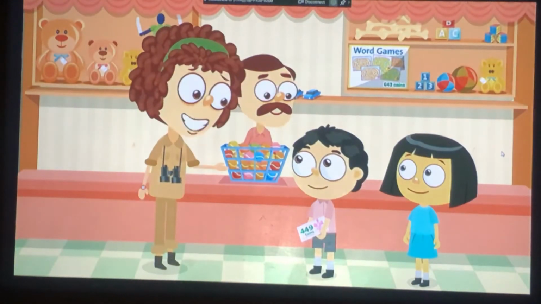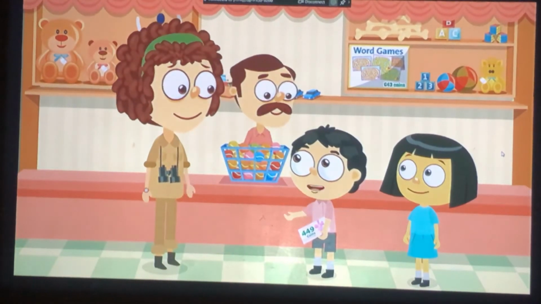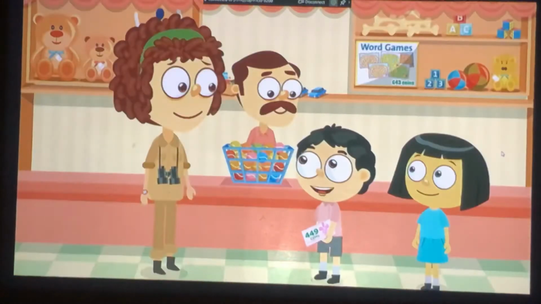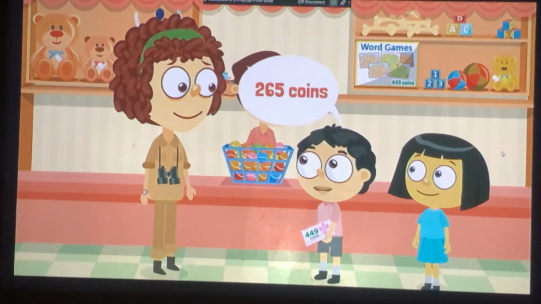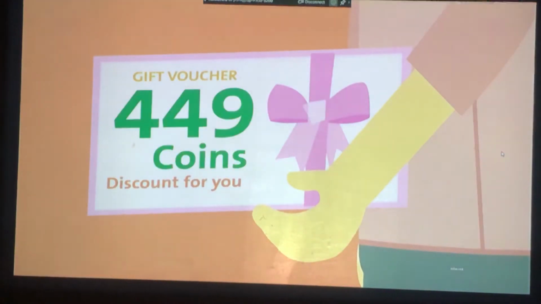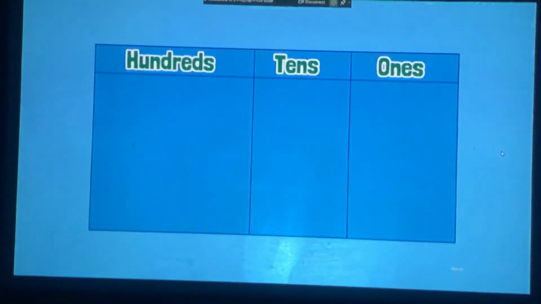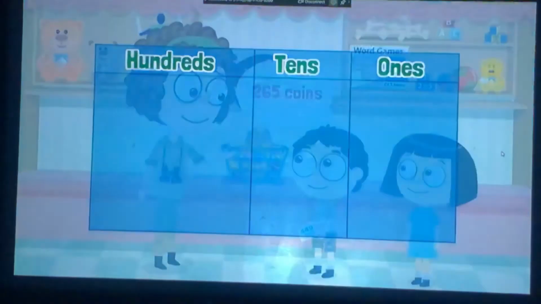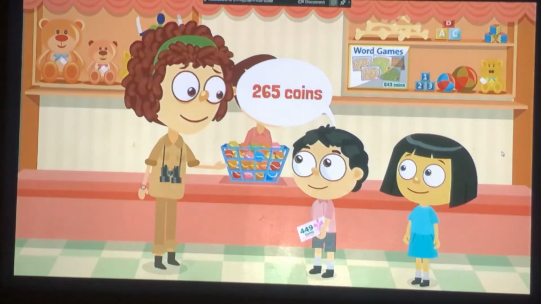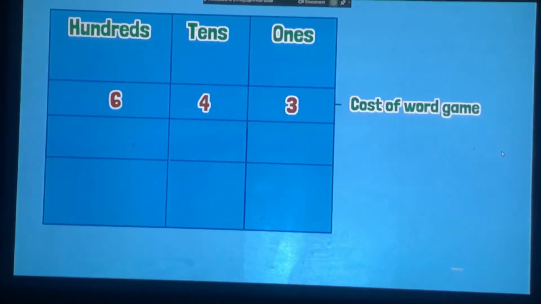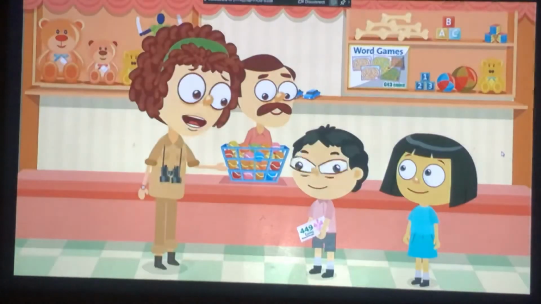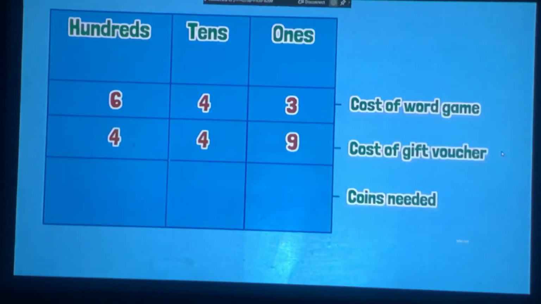Found something to buy, Andy? That word game. I have only 265 coins and this voucher. Is this enough? Let's subtract and check. Which number will you write first? 643. Next. 449 below it. And the minus sign.